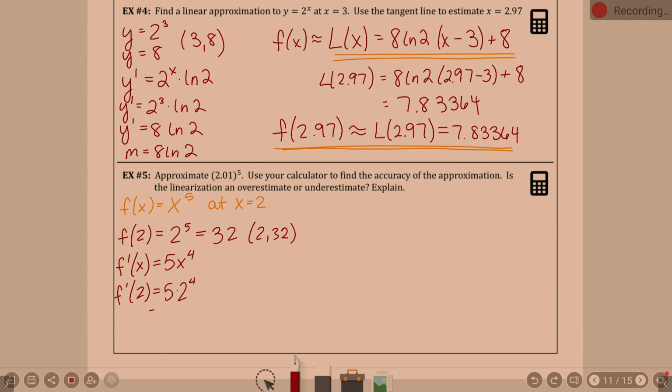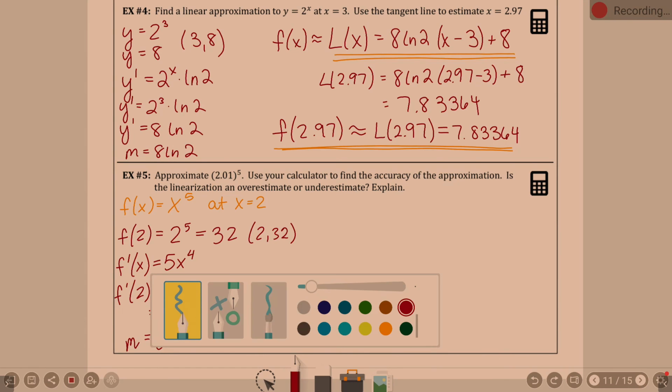It is, because it's 5 times 16, which is 80. And what is that 80? That is the slope at x equals 2. Okay. So, I'm going to run out of room real quick here. Yikes. Linear approximation.